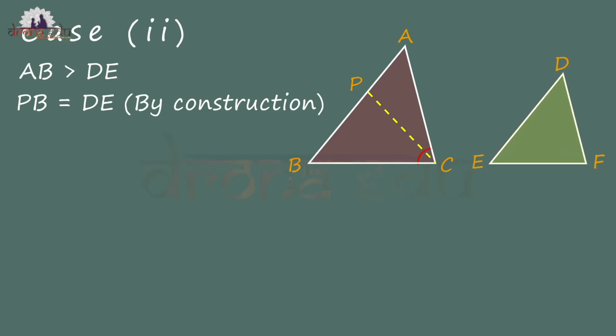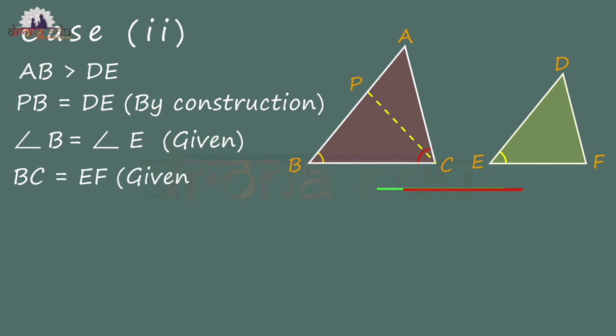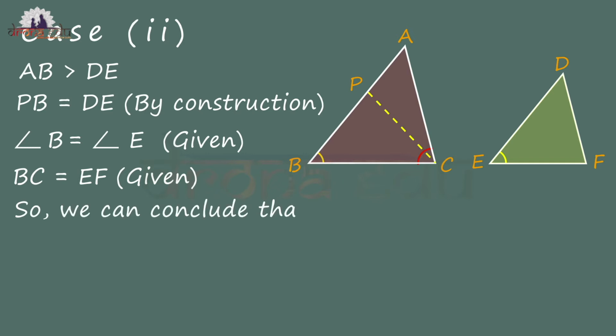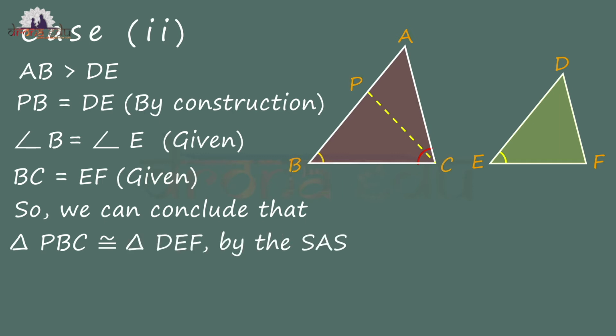If you observe triangles PBC and DEF, PB is equal to DE by the construction, angle B is equal to angle E, which is already given, and BC is equal to EF, which is also already given. So from this we can conclude that the triangle PBC is congruent to the triangle DEF by the SAS congruence. Since the triangles are congruent, their corresponding parts will be equal.